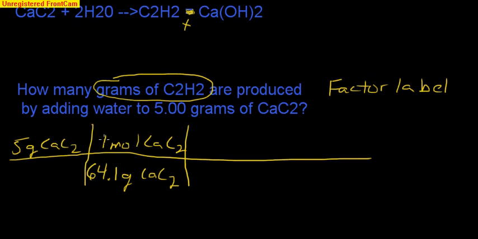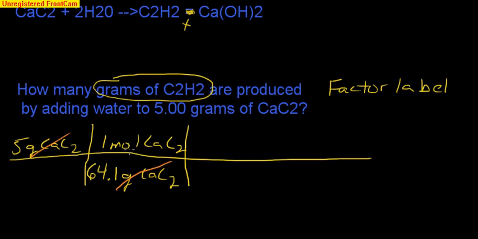Now, once again, 1 is not the same thing as 64.1, but remember these two are equivalent to one another. It's almost like we've said earlier, 4 quarters is equal to $1. Even though 4 and 1 are different numbers, 4 quarters has the same value as $1, and these two in a vertical slot have the same value to one another. So let's take a different color here, and we can see where this grams of calcium carbide will cancel out this grams of calcium carbide on the bottom.